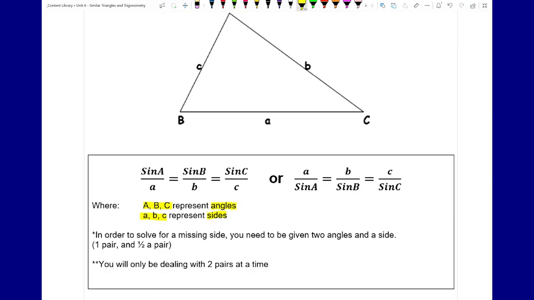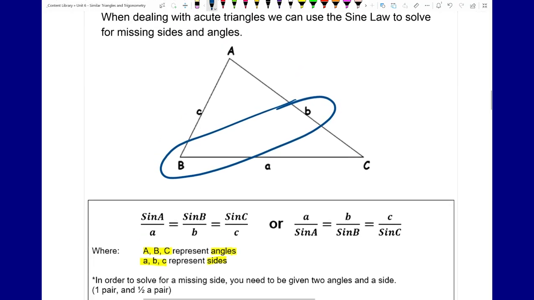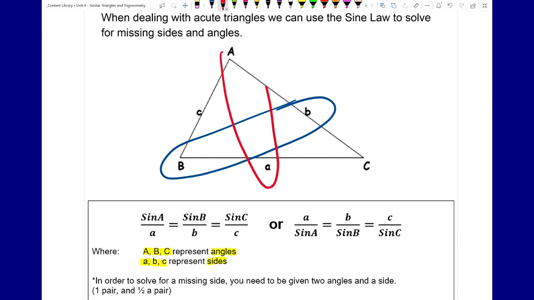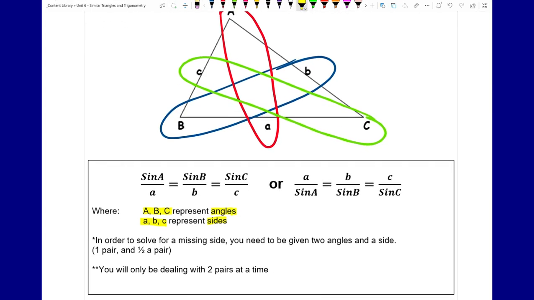Now what the sine law is, it's basically a ratio between the sine of an angle and its corresponding side. And it's basically saying that that ratio is equal for every pair of angle and sides. So when we talk about sine law, we're going to be referring to pairs. We're talking about something like this, where we have an angle and its corresponding side. So that's what we mean down here when in order to solve for a missing side, we need to have two angles and a side, or we say a full pair and half a pair.